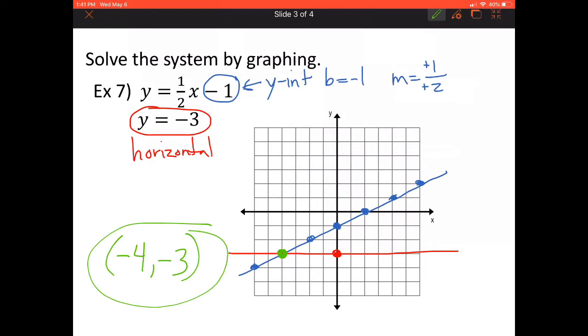Now, if the second equation that I did in red, if it was x equals instead, remember that that would have been vertical. So if you have x equals a number, that would have been a vertical line. We didn't have that in this case, but just in case.